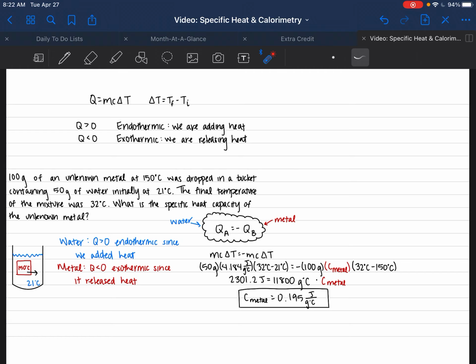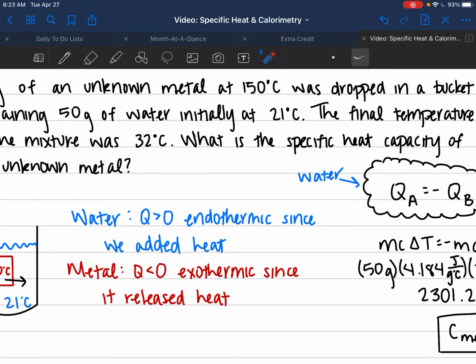For this next practice problem, we have a 100-gram sample of an unknown metal, which is 150 degrees Celsius. And it's dropped in a bucket containing 50 grams of water, initially at 21 degrees Celsius. The final temperature of the mixture was 32 degrees Celsius. So we want to know the specific heat capacity of the unknown metal. This seems a little overwhelming at first. We're going to break it down and explain each step.